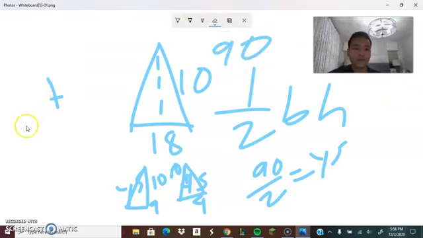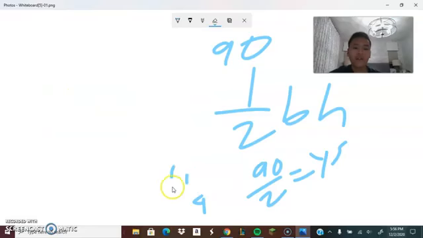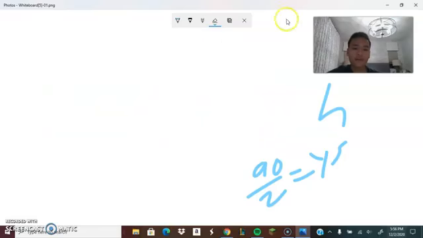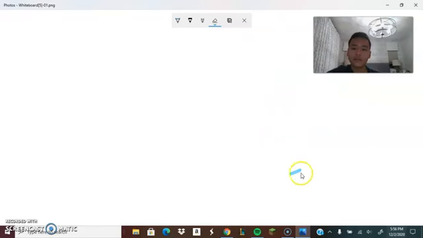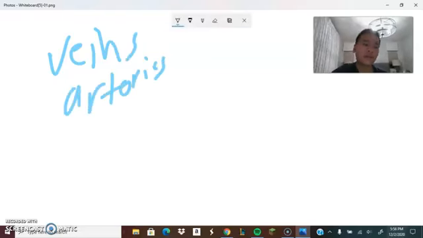And then we also went over the difference between the excretory system and the vascular system, most commonly known as the circulatory system. So the vascular system consists of veins, arteries, capillaries. So arteries are in charge of transporting the blood away from the heart.